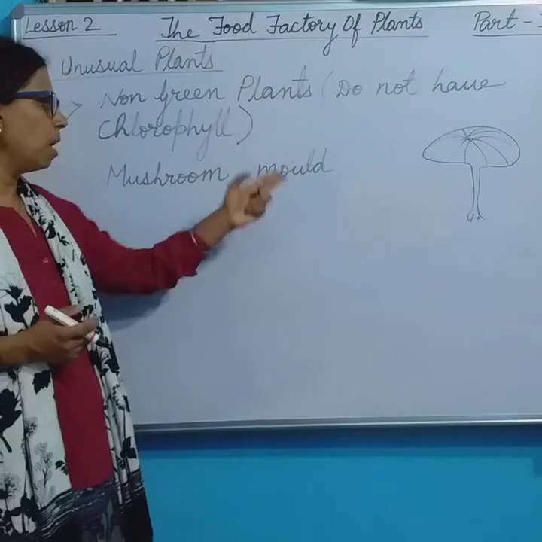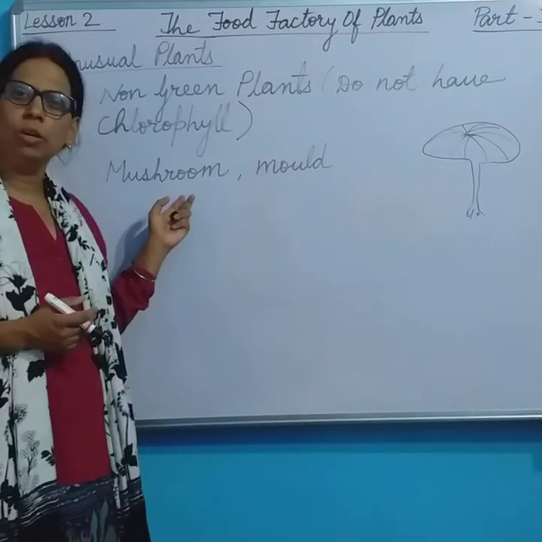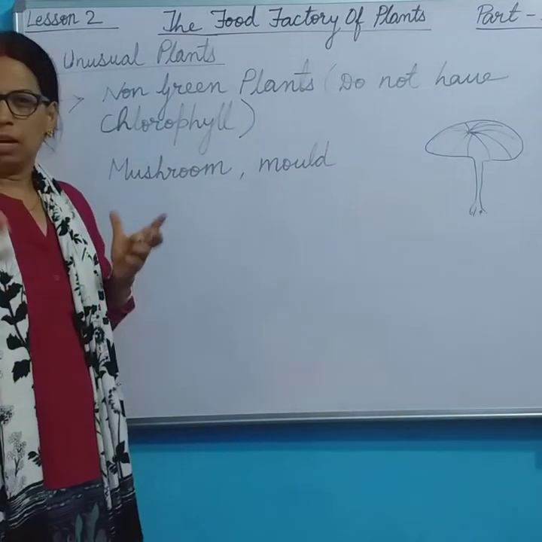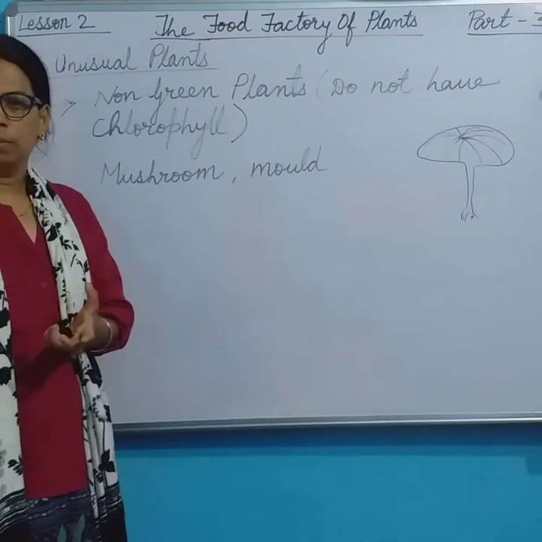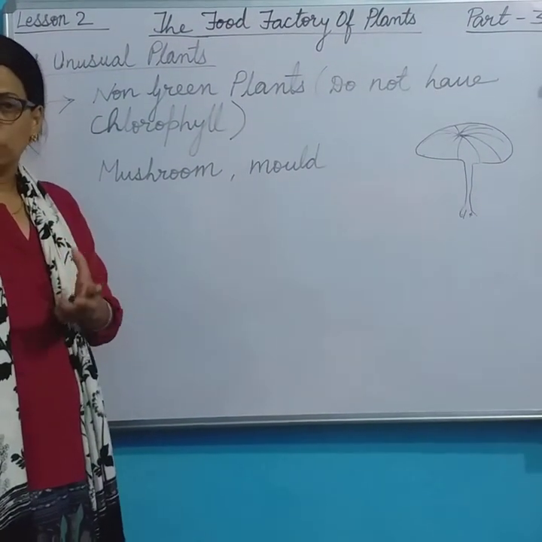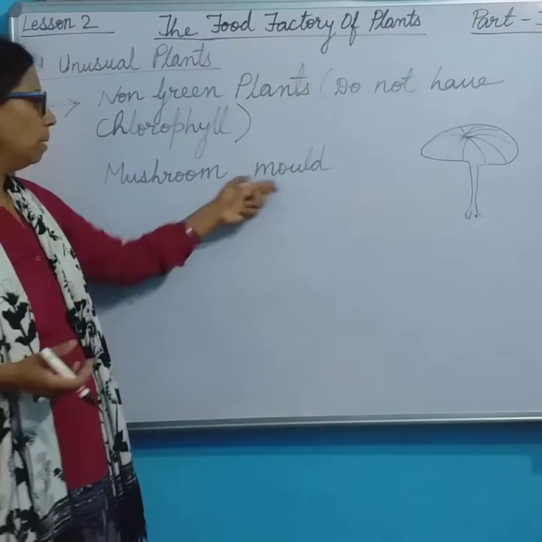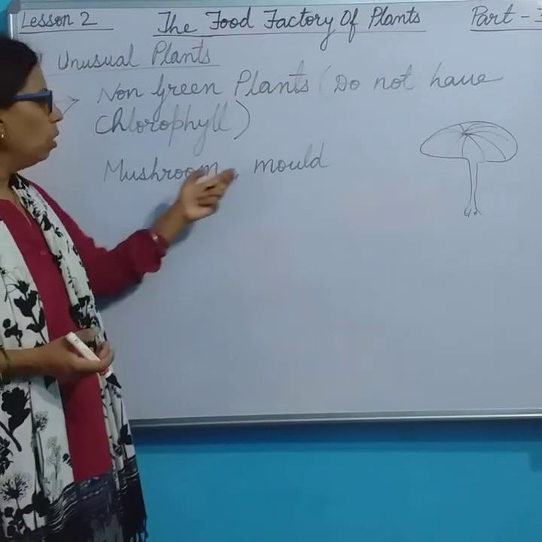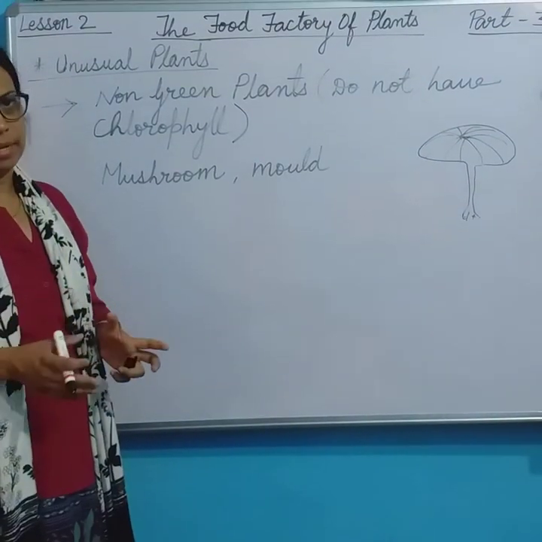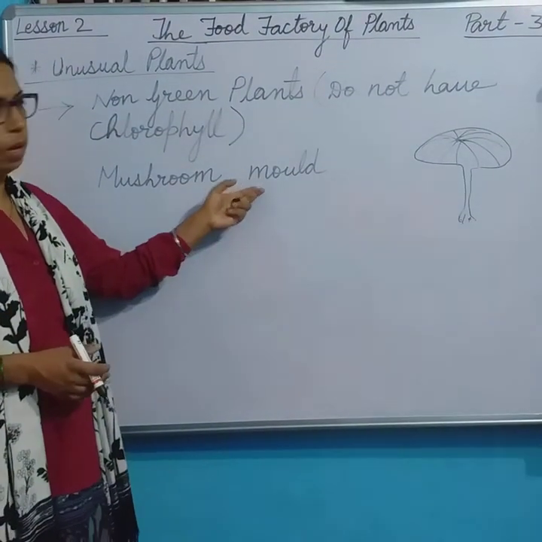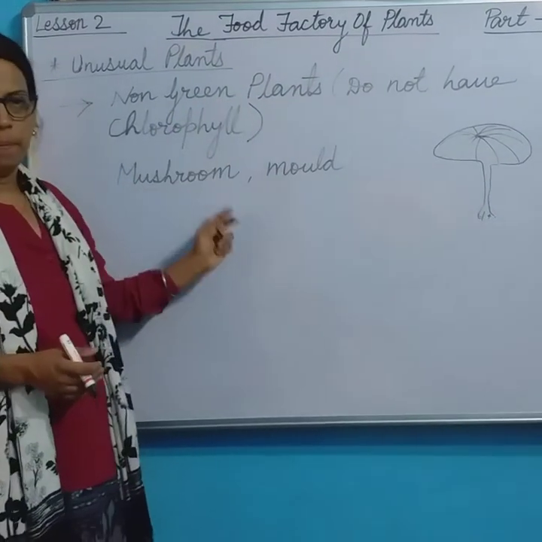You will see these plants, mold and mushrooms, they generally grow on dead and decaying waste materials, where a log of wood is there or some waste things are thrown, rubbish, garbages are thrown. You will see them growing over there. So they get their food from all those decayed and dead matters, and they survive that way. So these are the non-green plants.